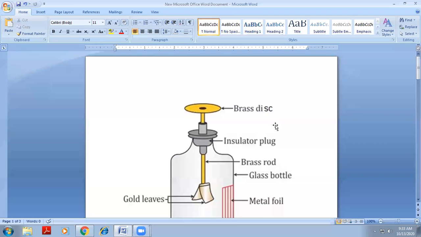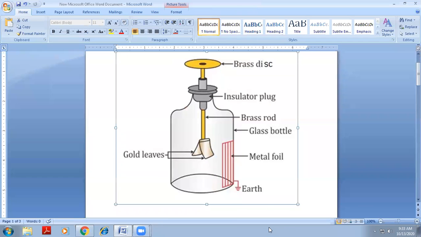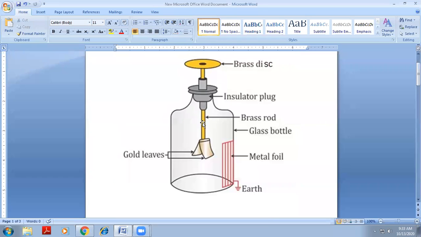Electroscope. In this device you see here, the plates are at the top. We have a brass disc, made of brass, a yellowish material. And we have one insulator plug, which has one hole with rubber around it.